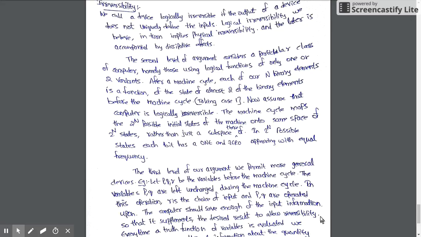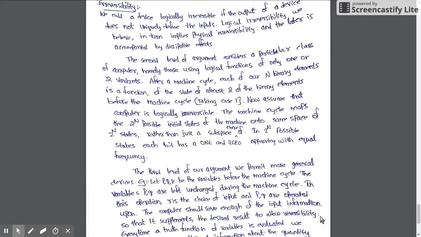Taking case 1, now assume that the computer is logically irreversible. The machine cycle maps the 2^n possible initial states of the machine onto some smaller space of 2^n states, rather than just a subspace thereof. In the 2^n possible states, each bit has a 1 and a 0 appearing with equal frequency.